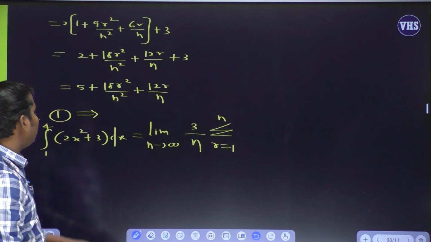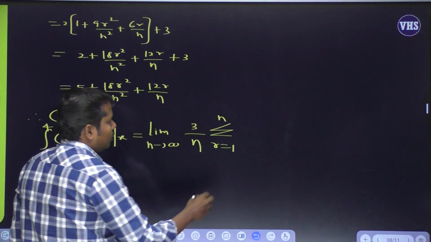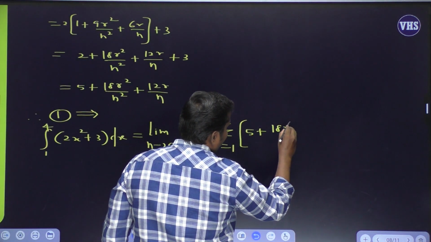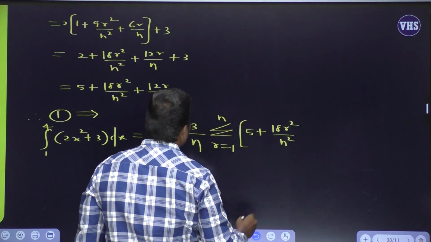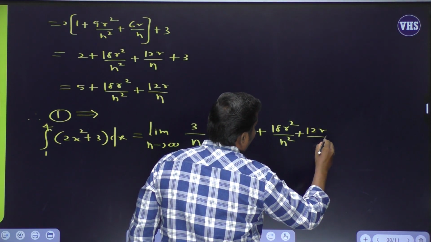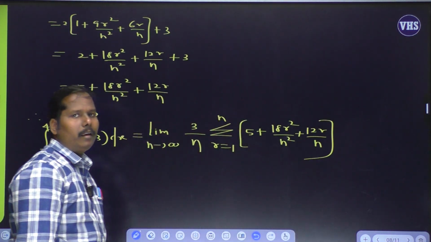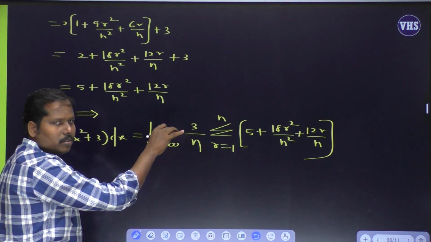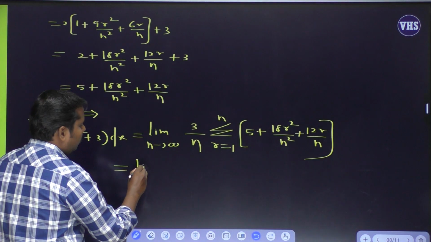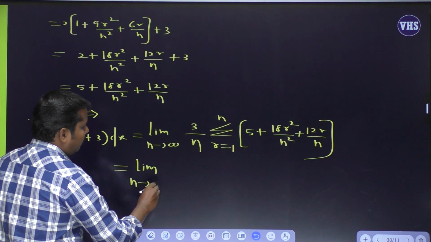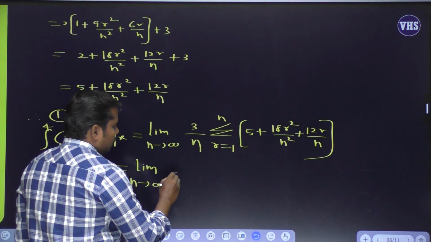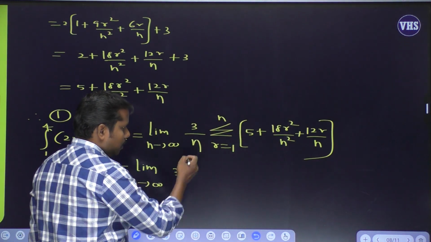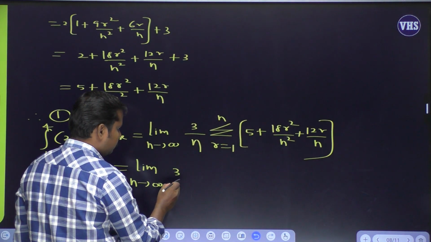F of the functional value. What is the functional value you got there? We take it here: 5 plus 18 r² by n² plus 12 r by n. Let us simplify it carefully. This is the lengthier part actually. So that is equal to the limit as n tends to infinity. You can apply the 3 by n inside also.